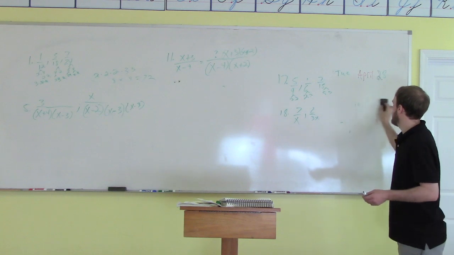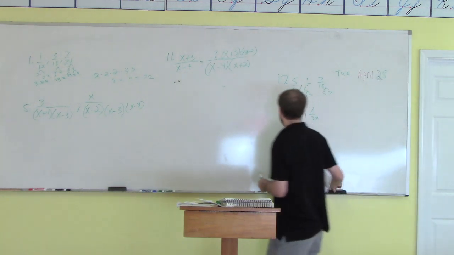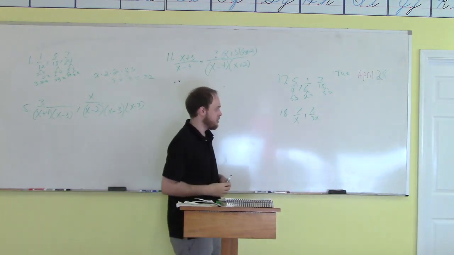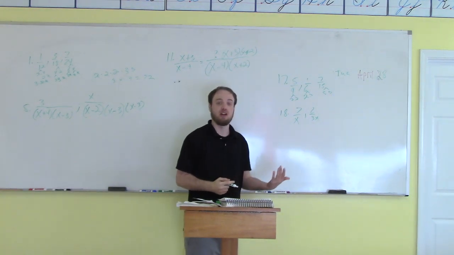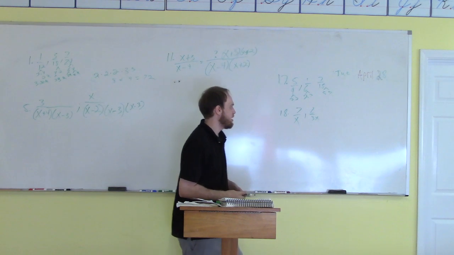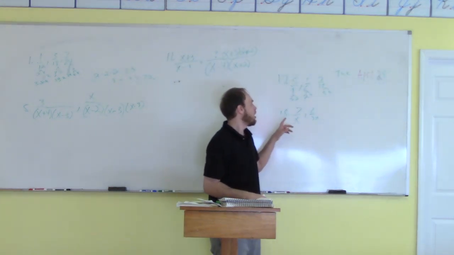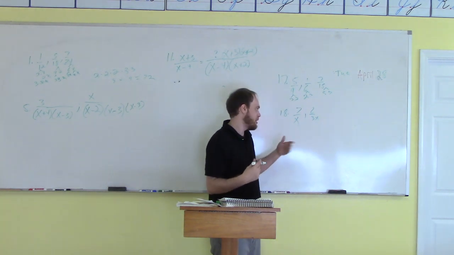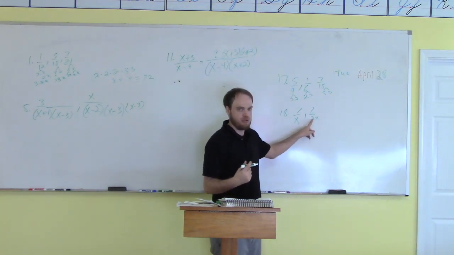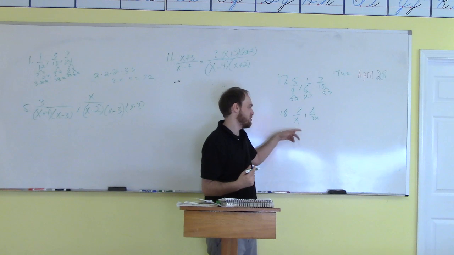Number 18, look at it real quick. So 18 says 7 over x and then 2 over 3x. And so the 7 over x and the 2 over 3x, we need a common denominator. And so the first thing is, what would it be? So notice you take what they have in common. So factors of 3x are 3 and x. Then the factors of x are just x.